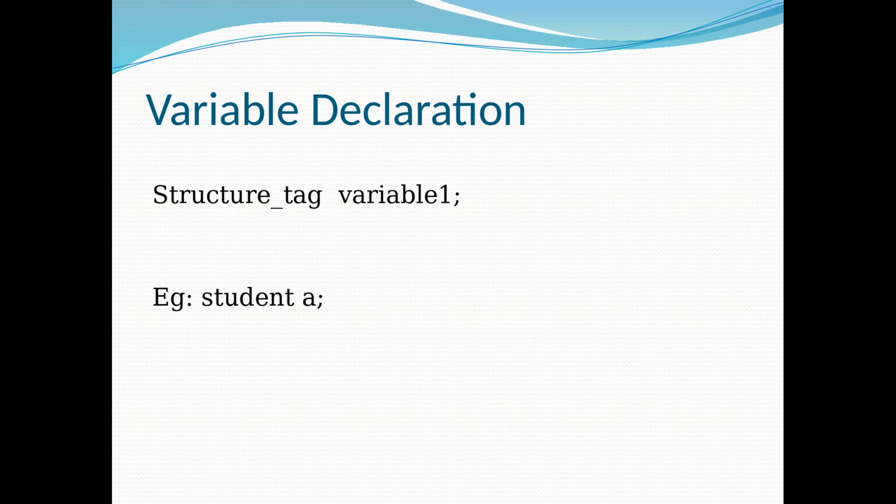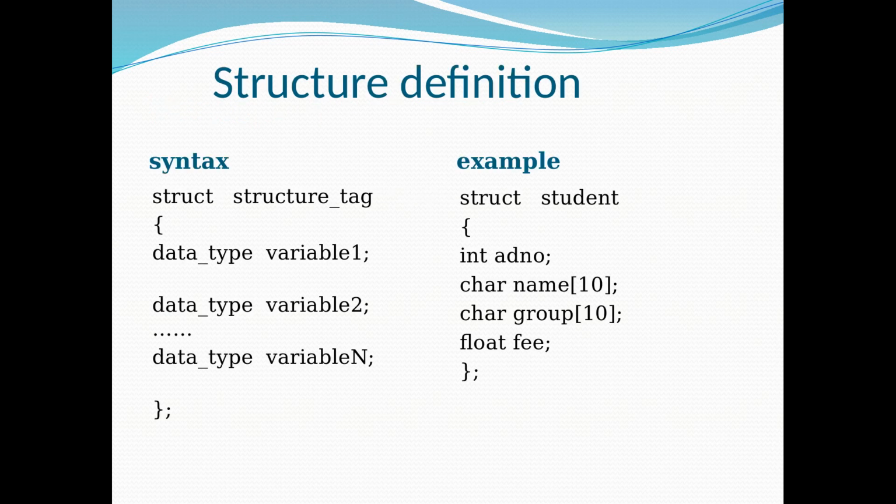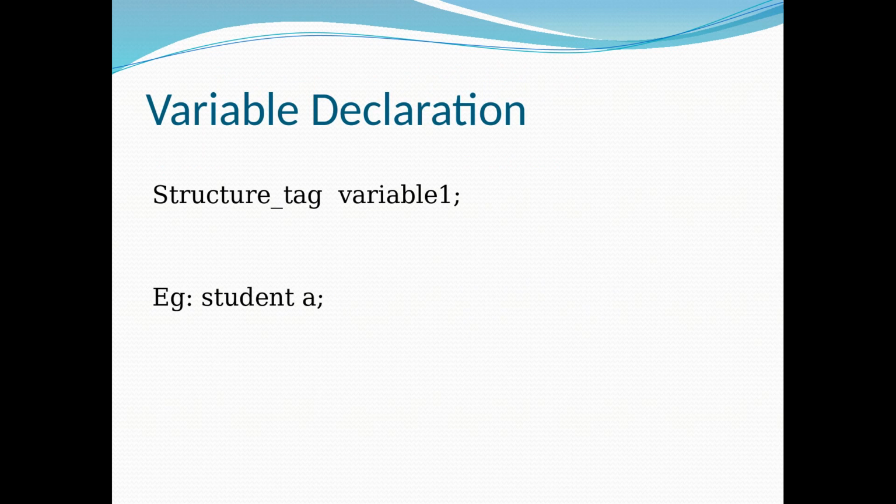Next, we are going to study how we can create a variable for a structure. How can we create a normal variable? The syntax is data type name and then variable. In the same way, in the case of structure also, we can create a variable as structure tag and then variable. Here we created a structure student. So for creating a variable for student, we can write student A. Here A is a variable and student is the data type.